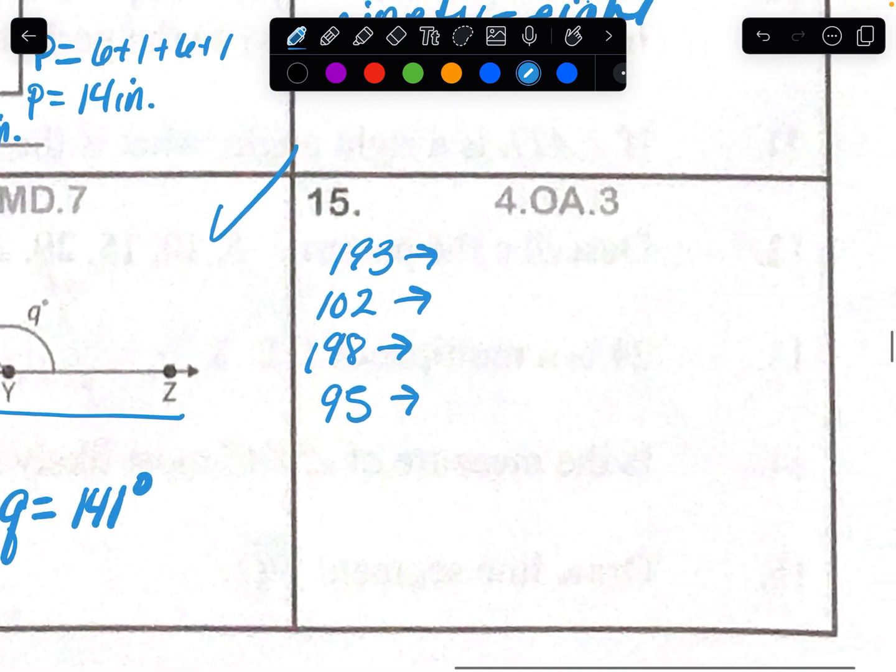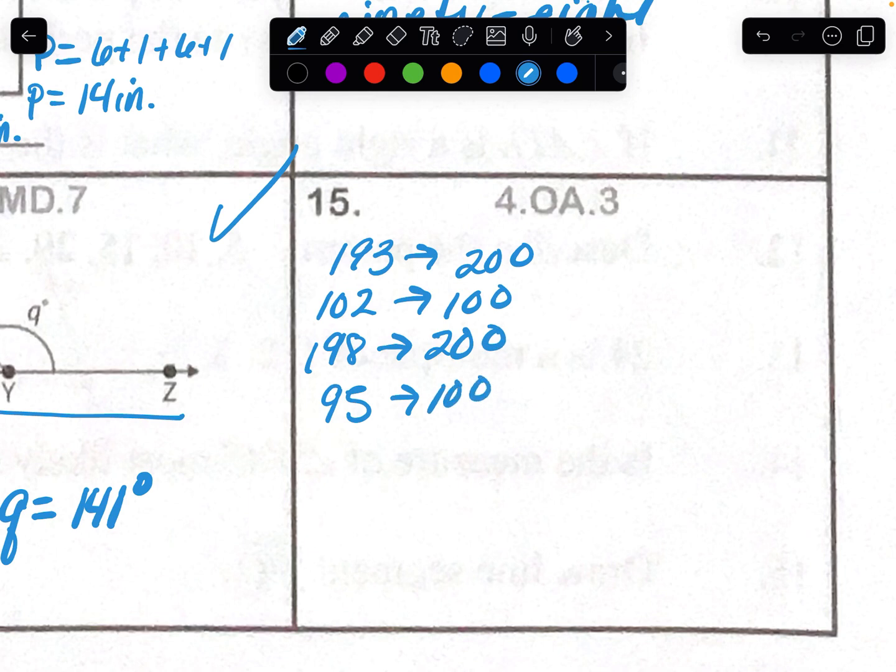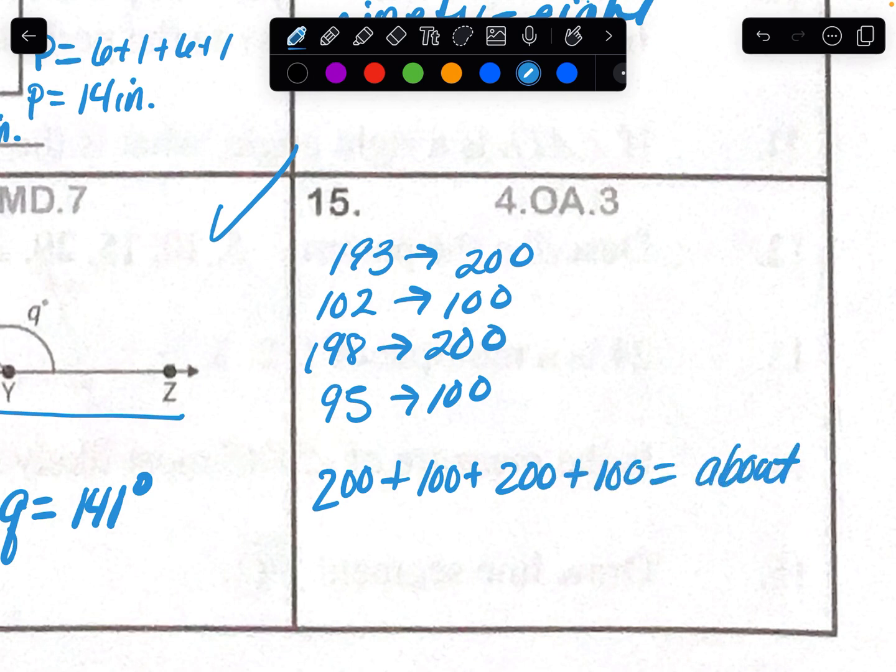All right, number 15. This one's a little different. They give you exact money. They want you to round each one to the nearest 100 and then tell me about how much she made. So each one to the nearest 100. This is 200, 100, 200, 100. Write an equation that tells you. So 200 plus 100 plus 200 plus 100 equals about $600. And we have to use that word about because we are estimating and we are rounding. So she made about $600.